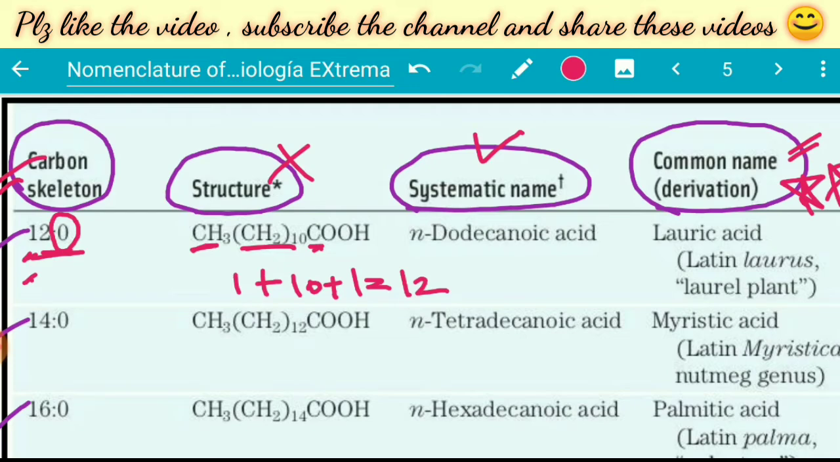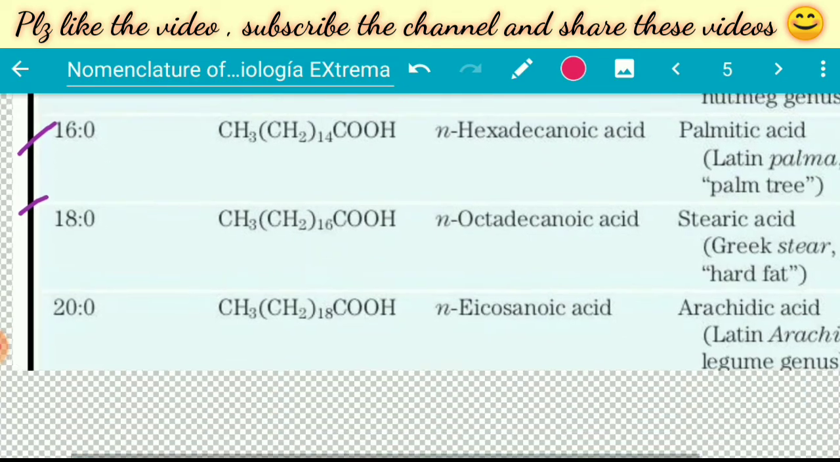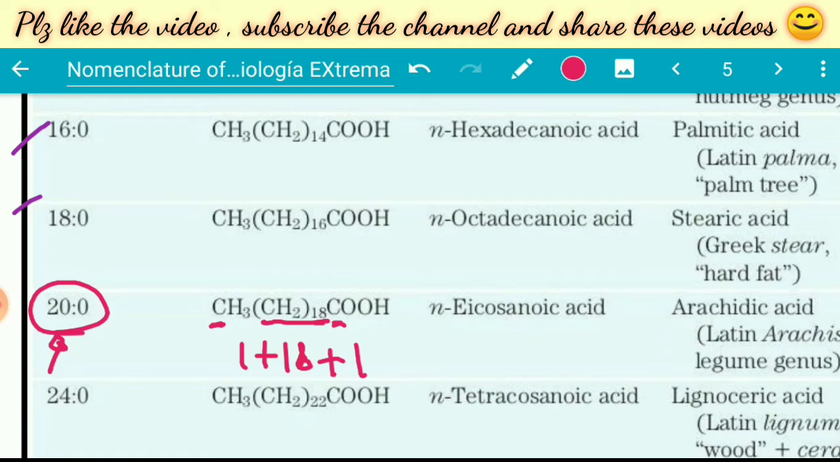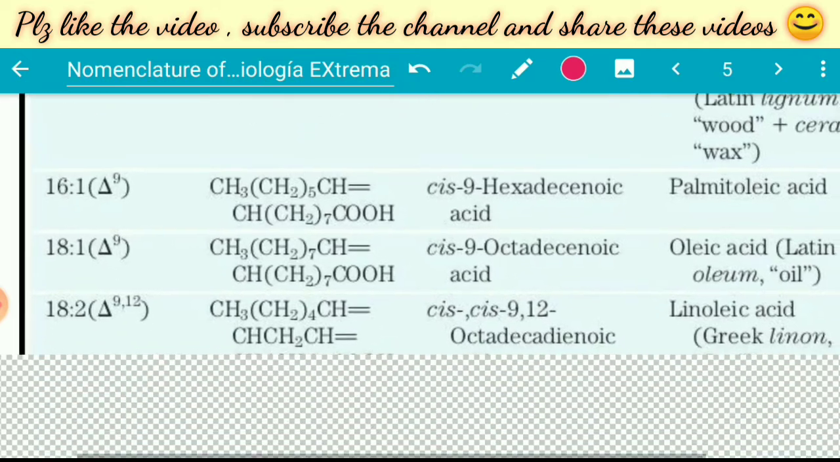Let's take another fatty acid. Let's take this one. It has 20 carbon atoms. So, 1 for this, 18 for these CH2 methylene groups, then 1 for this methyl group. So it's 20. Yes, we have 20 carbons. Then it says it has 0 double bonds, and we can see there's no double bond in the molecular structure.